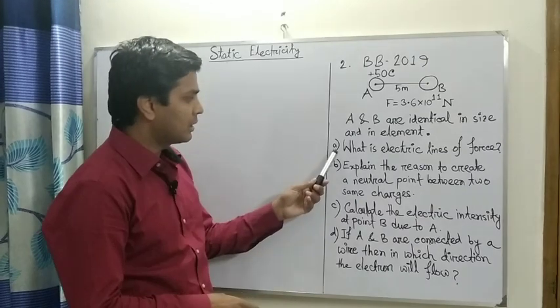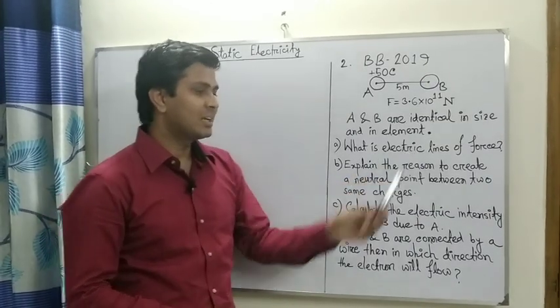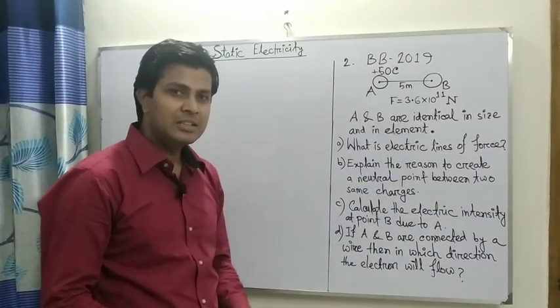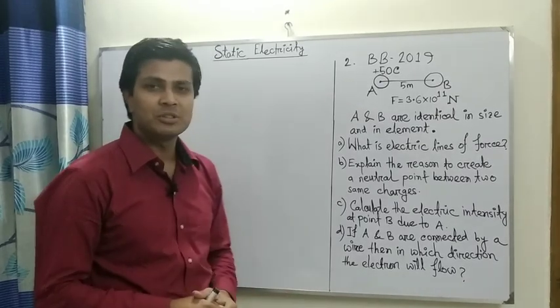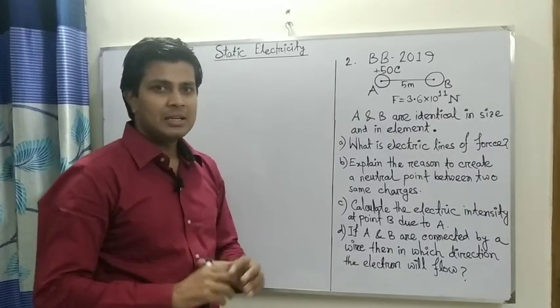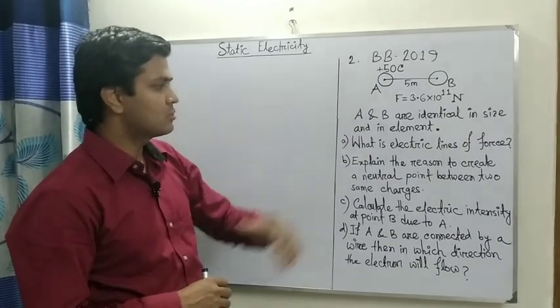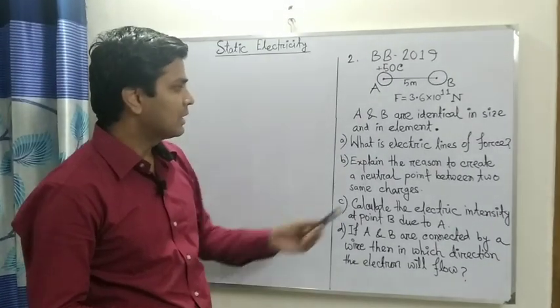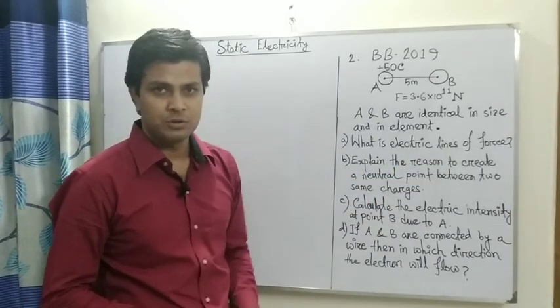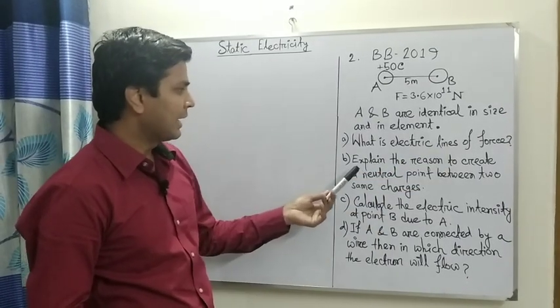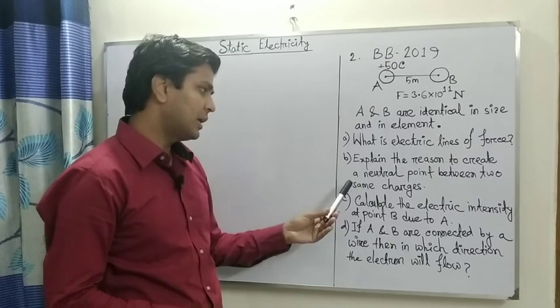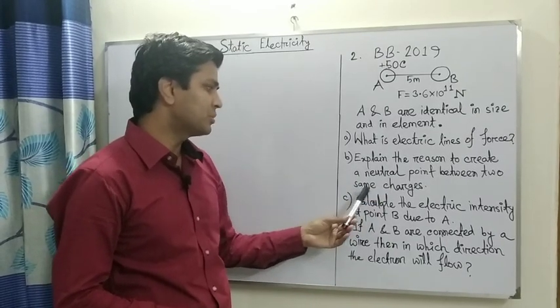And now question number A, what is electric lines of force? Electric lines of force means if a unit positive charge is placed in the electric field, then the path along which the positive charge will move is called an electric line of force. Now question number B, explain the reason to create a neutral point between two same charges.